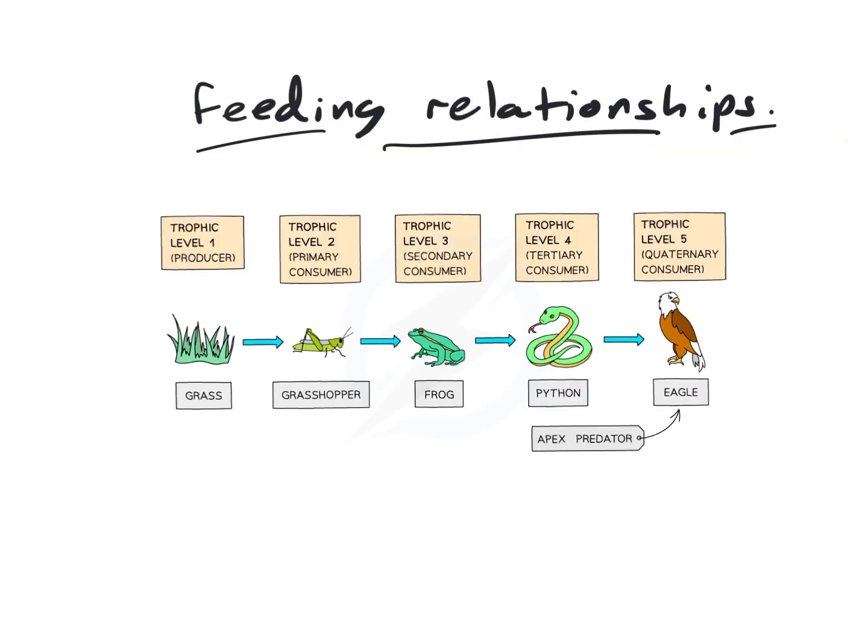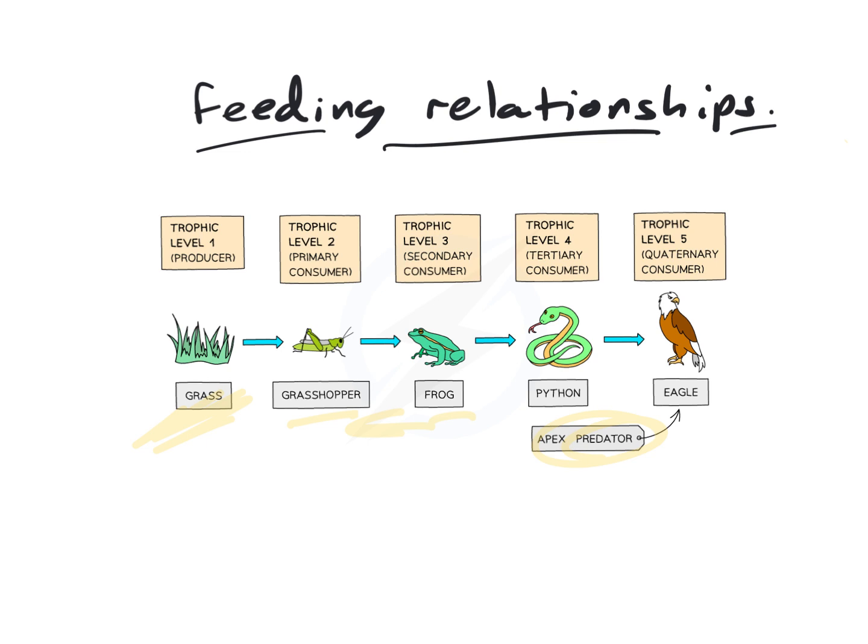So thinking about biotic factors and feeding relationships in particular, you'll be familiar with food chains from Key Stage 3. The idea behind the food chain is basically you have a producer, which is a grass in this case, which is getting energy directly from the sun through photosynthesis. You then have a feeding relationship where the grasshopper will eat the grass, the frog eats the grasshopper, the python eats the frog, and the eagle eats the python. Nothing eats the eagle, so we call that an apex predator.